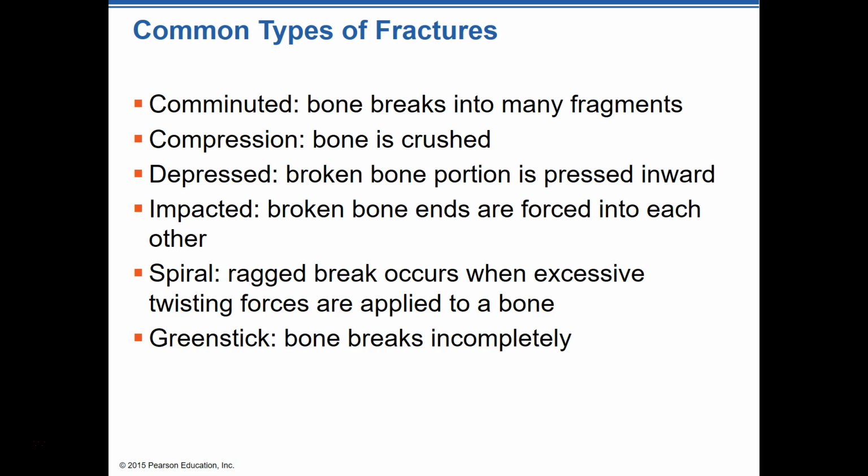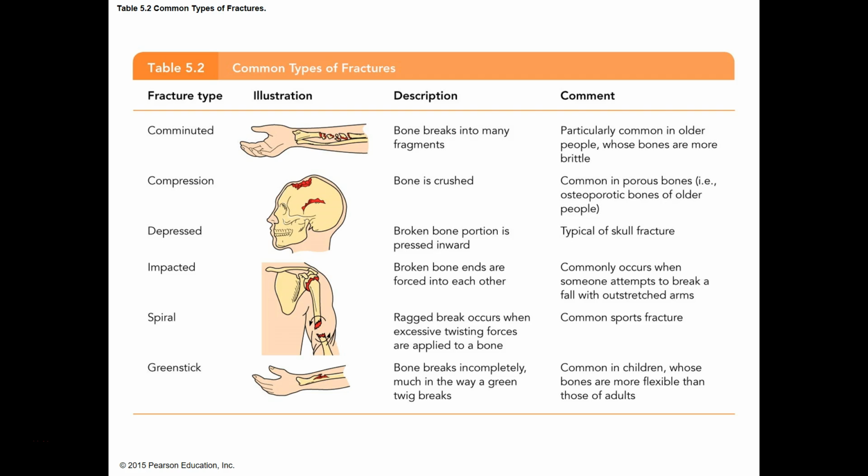Common types of fractures, we have comminuted, where the bone breaks into many fragments, kind of a shattered bone. Compression is where the bone is crushed, where the two ends are pushed together. Depressed is a broken bone portion is pressed inward. Of course, impacted, the ends are forced into each other. Spiral is kind of that twisting. And then, of course, greenstick is the bone breaks incomplete, where it's still partially attached. Kind of like when you take a twig and you break it, but it's still attached, but it's broken. That's why it's called a greenstick. It's like trying to break a green stick.